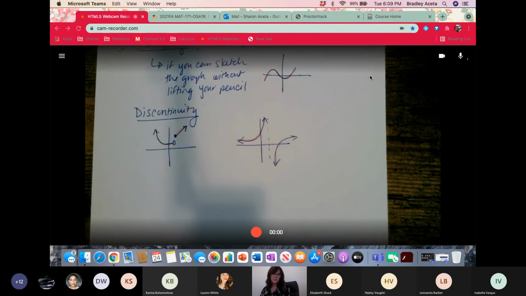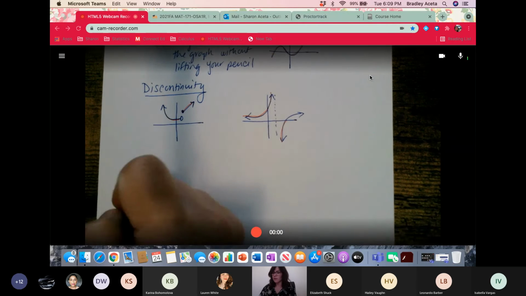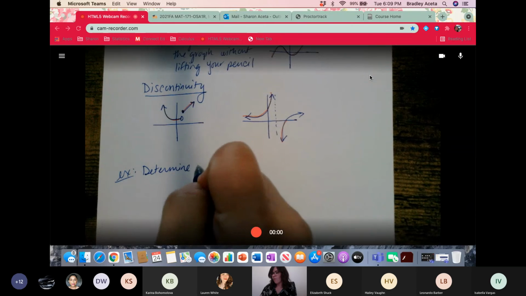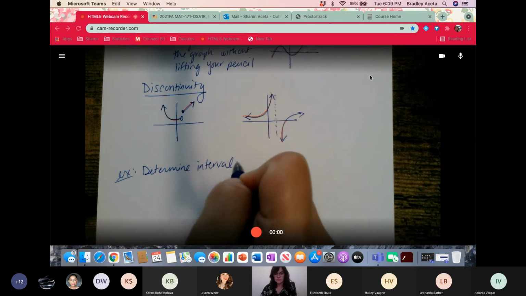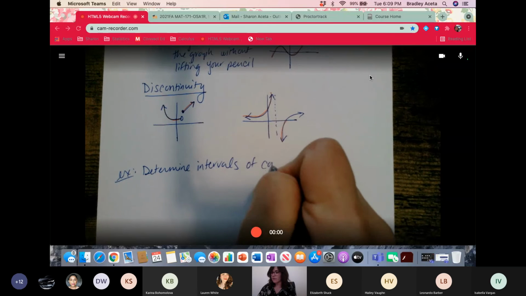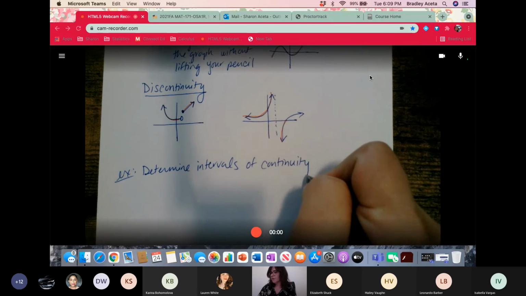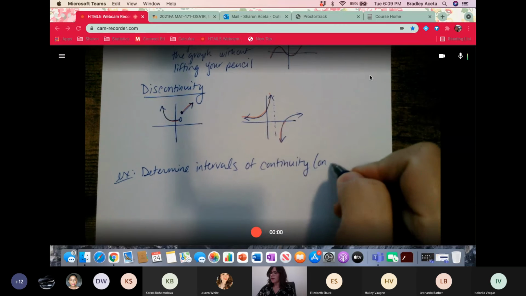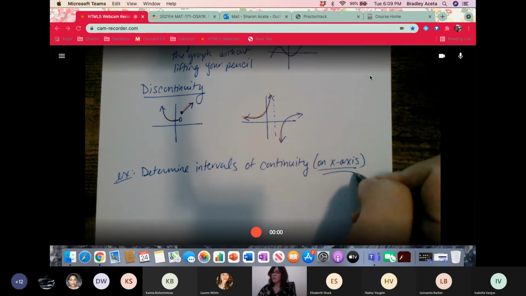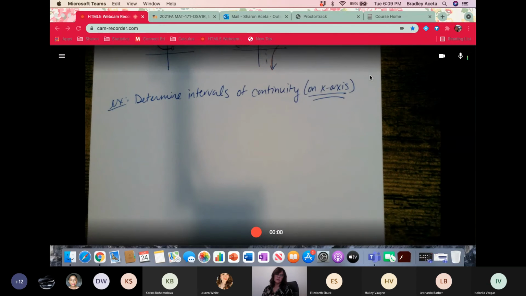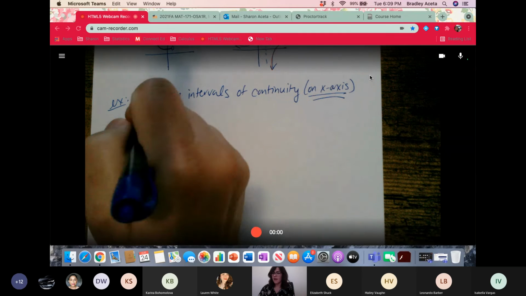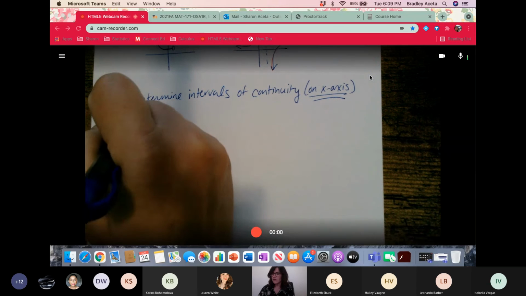So the first part on the MyMathLab homework will say to you, determine intervals of continuity on the x-axis. And this is important. You always do continuity along the x-axis. It's never along the y, it's always along the x. It's similar to domain of the function. And let me give you just some pictures here, some graphs.